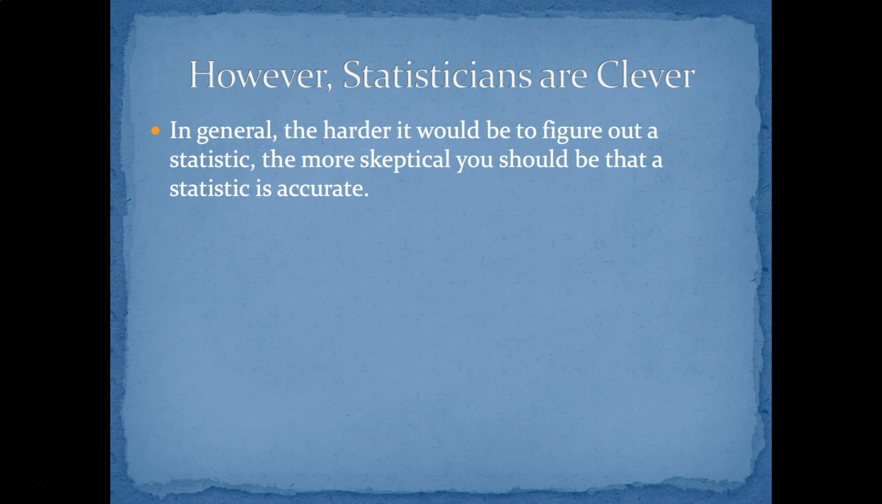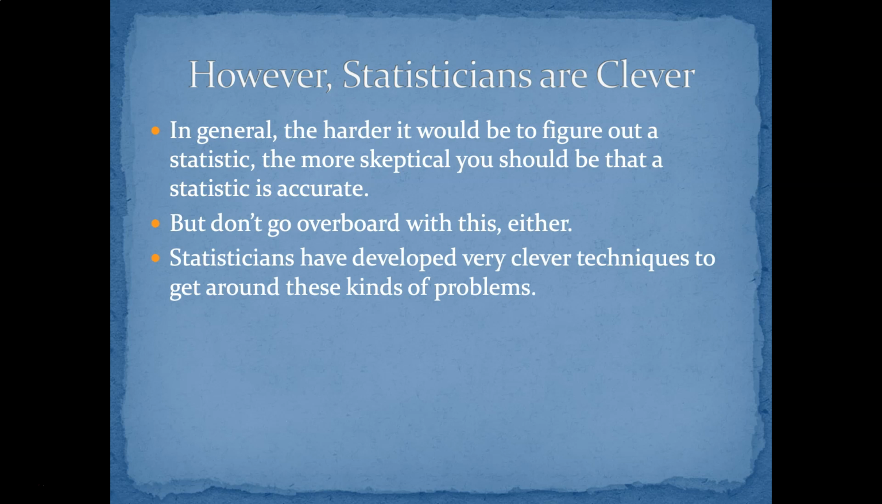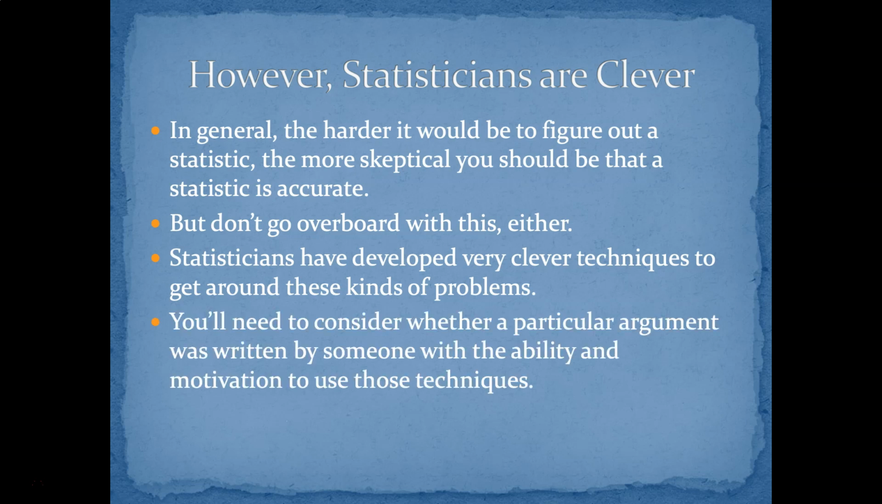In general, the harder it would be to figure out a statistic, the more skeptical you should be that a statistic is accurate. But don't go overboard with this either. Statisticians have developed very clever techniques to get around these kinds of problems. You'll need to consider whether a particular argument was written by someone with the ability and motivation to use those techniques.